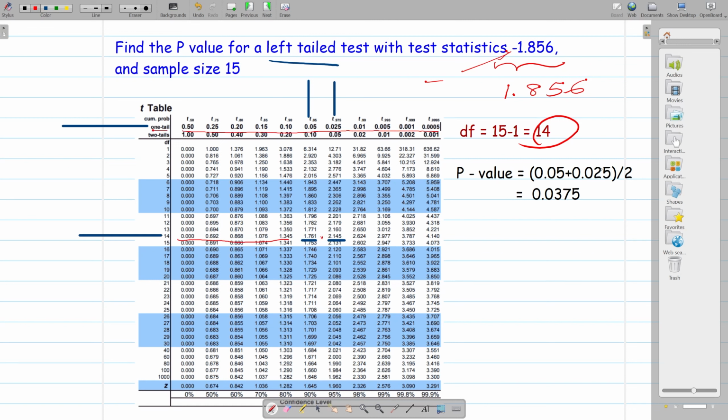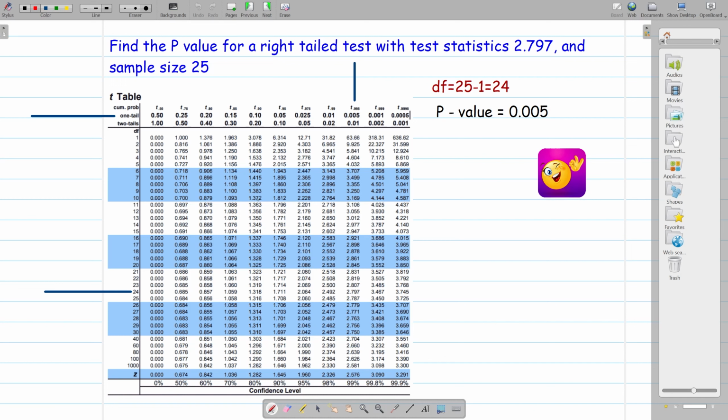Then those values are 0.05 and 0.025. So sum them up and divide by 2. Why divide by 2? Because we assume that 1.856 is midway between 1.761 and 2.145. That's why we divide by 2. Then the p-value is 0.0375 for this type of test. Hope it's interesting. Let's move on to the next one.